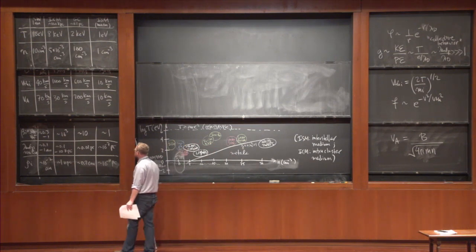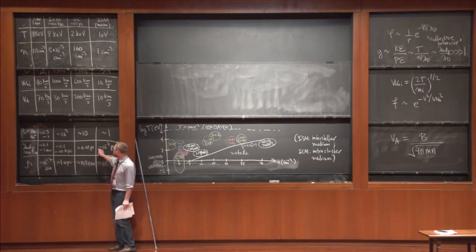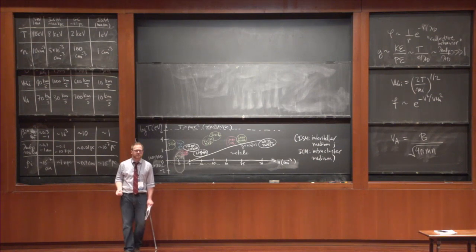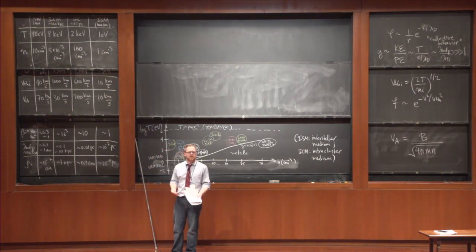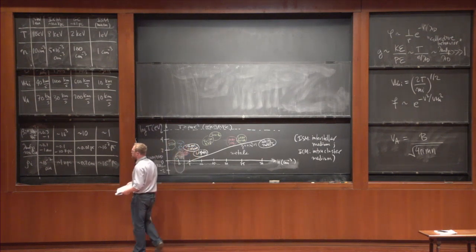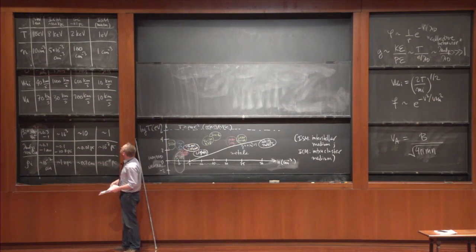So what this means is that the distribution function of the particles, which is something I'll talk about in the second lecture, is very close to a Maxwellian. It's nice and isotropic, and that's just enforced by collisions here.